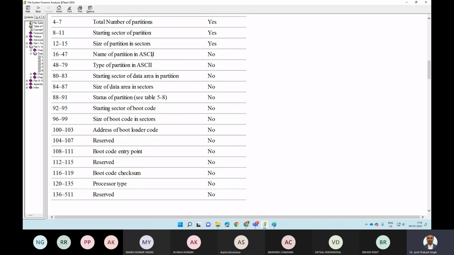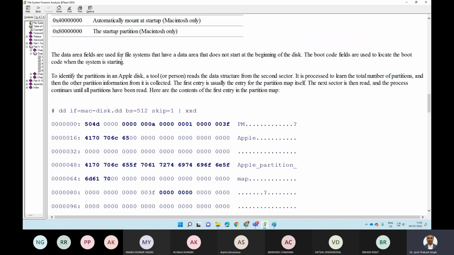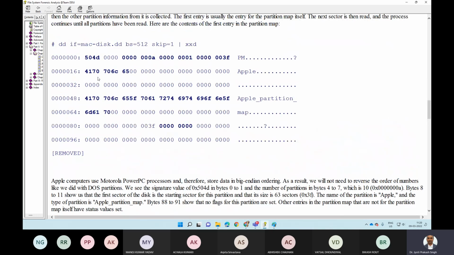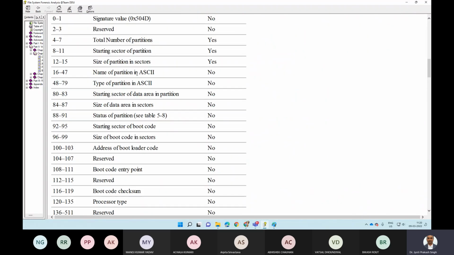Then name of partition in ASCII. Now that is where again it differs from the other systems, that here they give a name to the partition, whereas earlier we used to number the partitions 0 1 2 3 4. Here they give a name, like you can see the next one is this one. This is the name of the partition up to 65, and that name is Apple, and that is in ASCII format. So that is what they are saying.